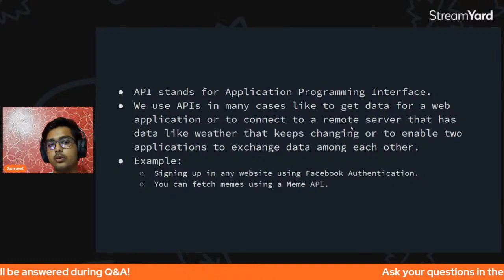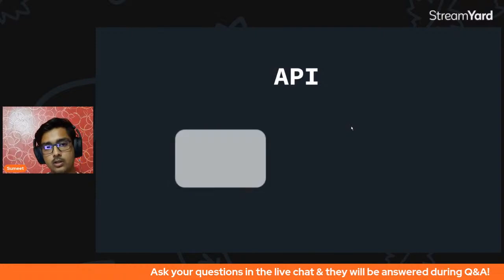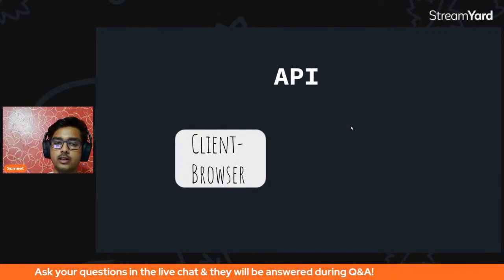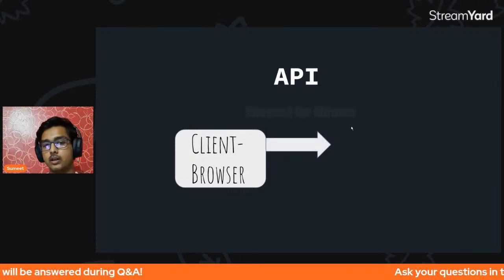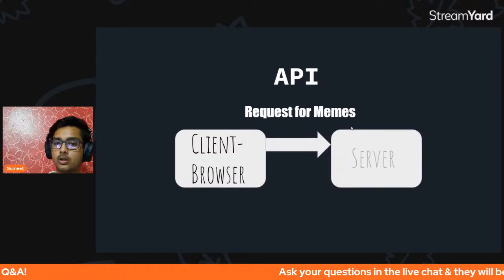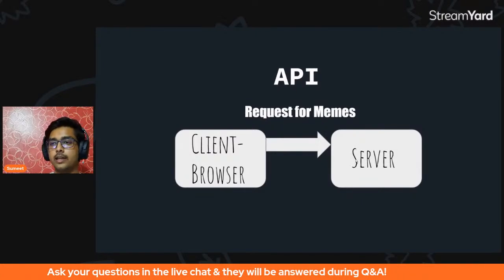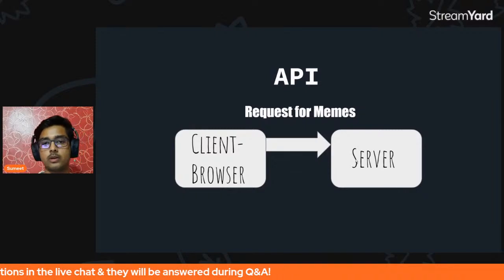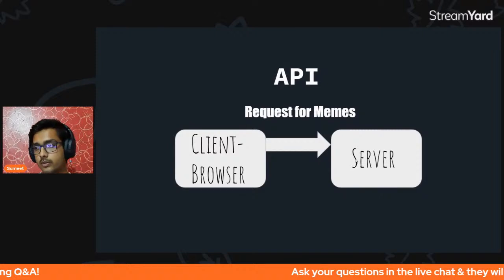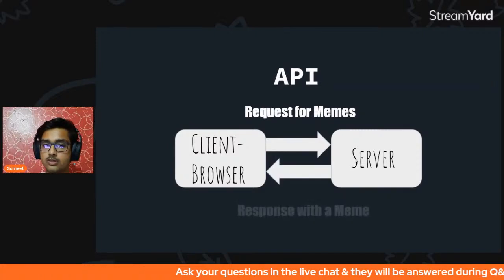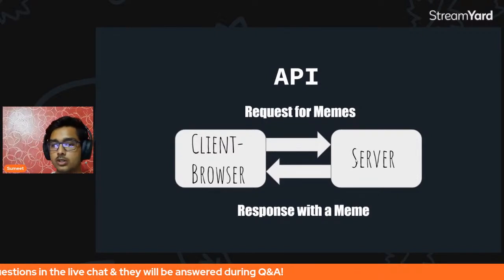The second example, you can fetch memes using a meme API. Let me show it to you pictorially. There is a client browser. Once you make a request for the meme, the client browser will send a request for the meme to the server. In this case, the server will be the meme provider server, like Tenor, which is a really good website which provides an API for memes. That server will send back a response with the meme, and our client browser will render that meme on a web page. So this is how the API works.